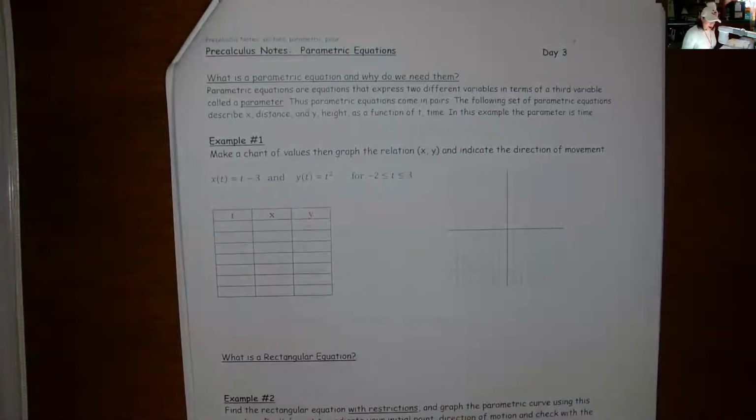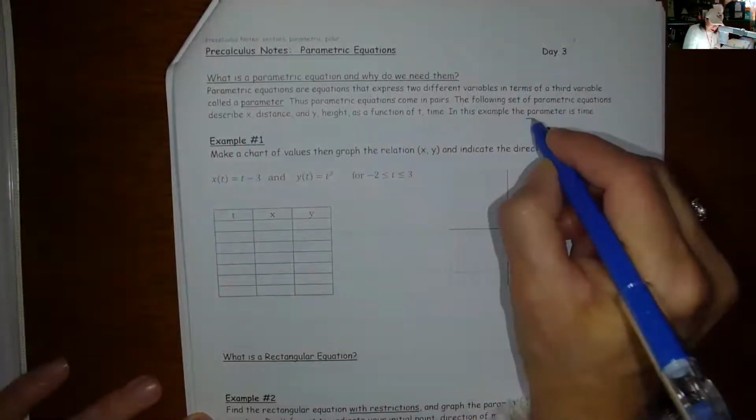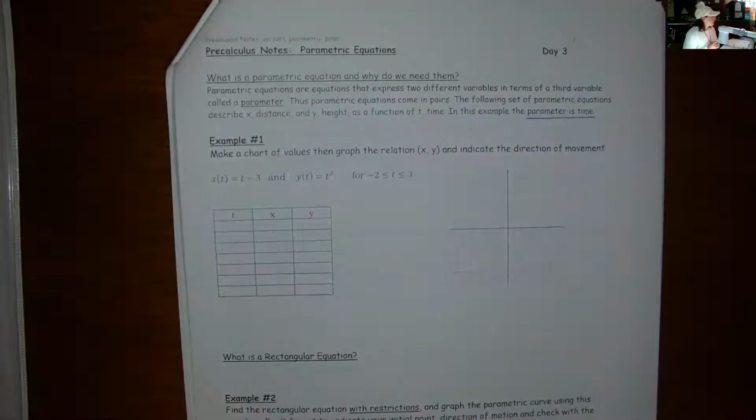The following set of parametric equations describe X the distance and Y the height as a function of time. In this example, the parameter is time. And for most of the things we do, the parameter is time, okay? Make a chart of values, then graph the relation X, Y, and indicate the direction of movement.